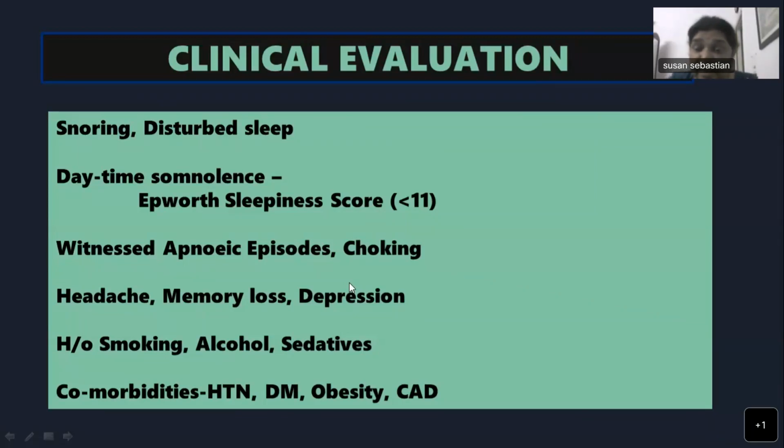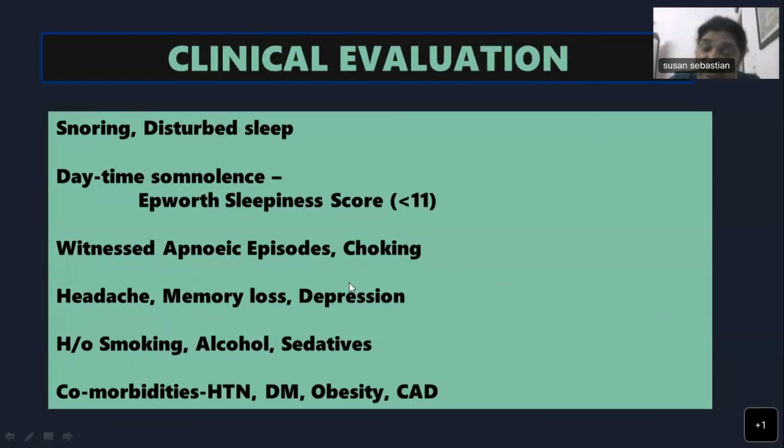Then there can be headache, morning headaches especially, or it can be very bad migrainous headaches. Sometimes they have vague complaints like memory loss. Then depression also can result from obstructive sleep apnea at times. When you take a history, you have to be very meticulous in taking the habits of the patient, like smoking, alcohol, sedatives, because all these habits can aggravate an already existing obstructive sleep apnea.